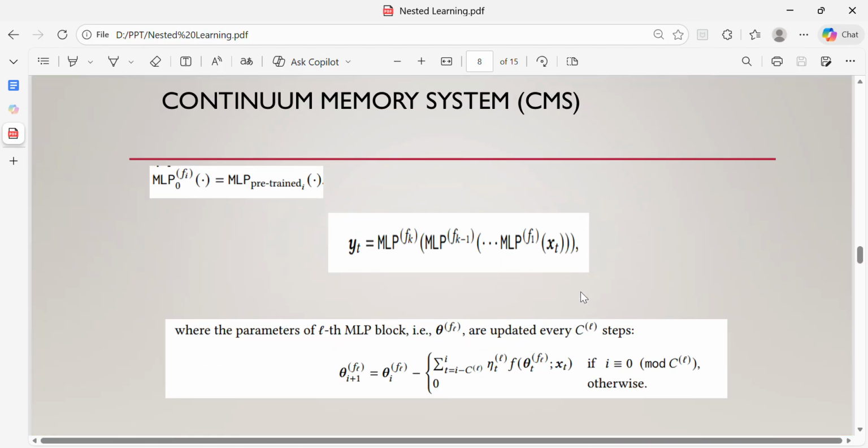Now continuum memory system. So here MLP at a frequency Fi is equal to MLP pre-trained at the 0th level. How do we initialize it? At the 0th level, it is equal to just the pre-trained. So what is a pre-trained? It is same as what we have defined now, but what is written and explained in the paper is that pre-trained is itself an instance of this learning.